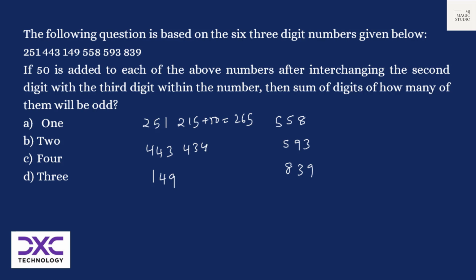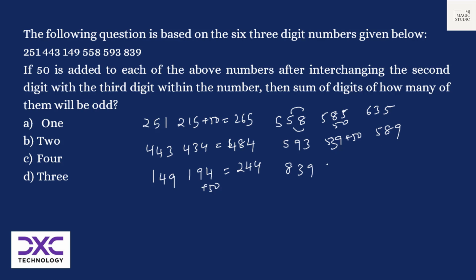215 plus 50, 265. It will be 434 plus 50, 484. 194 plus 50 would be 244. 585, this is what we are interchanging. Second digit is interchanged with the third digit within the number. And 585 plus 50 will give 635. 539 plus 50 is 589 and 893 plus 50 is 943. Then the sum of digits of how many of them is odd?